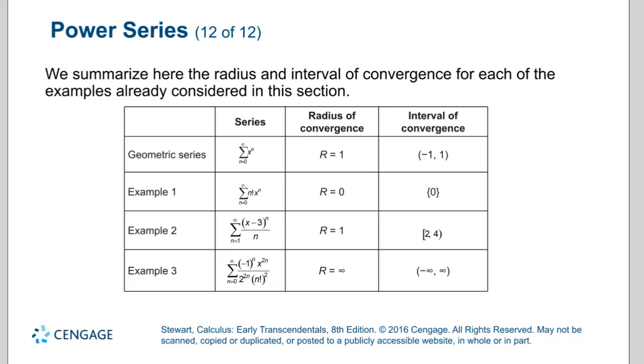And then the Bessel function, which you can look at in your book, which is example number 3, actually has all values that will work. So my radius of convergence is infinity, and my interval of convergence is from negative infinity to infinity. We're going to look at one more example of this, and we're going to figure out the interval of convergence and the radius of convergence.